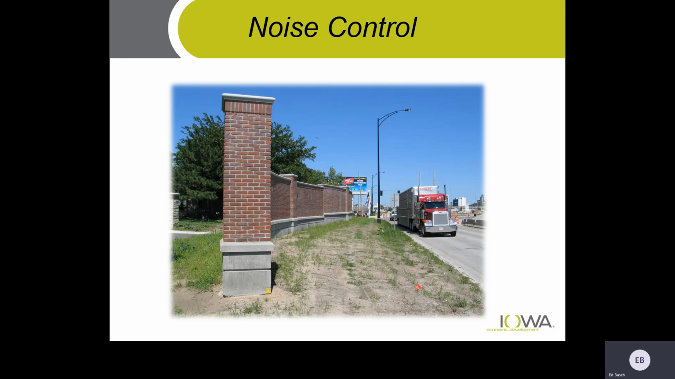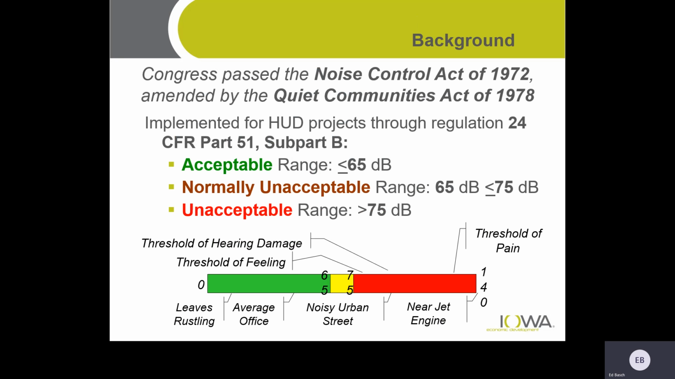Noise control. Congress passed the Noise Control Act of 1972, amended by the Quiet Communities Act of 1978. What we're looking at here is decibels: the normal acceptable range is equal to or less than 65 decibels, 65 to 75 is normally unacceptable, and unacceptable under basically any circumstances is greater than 75 decibels.